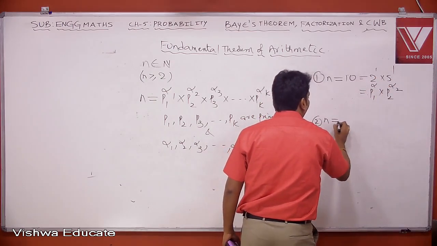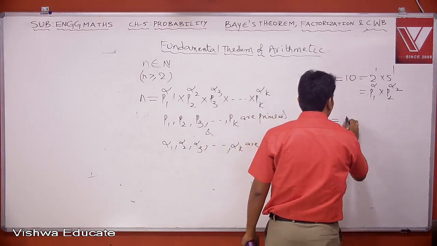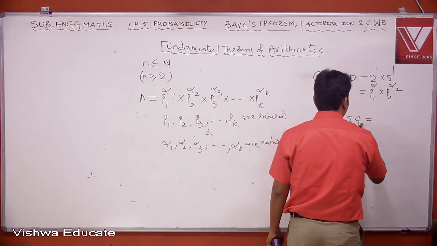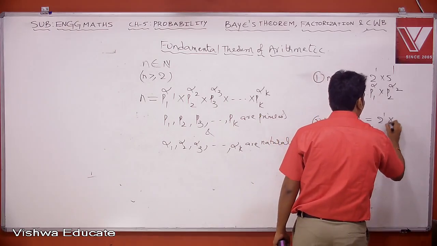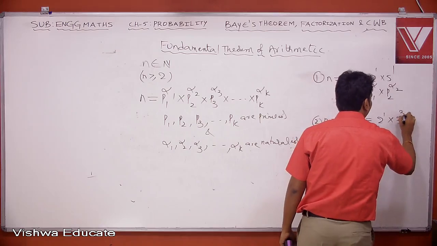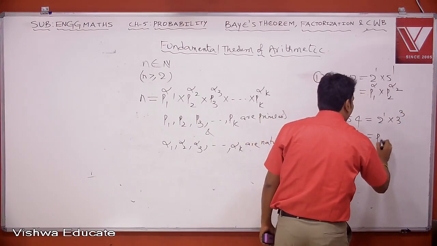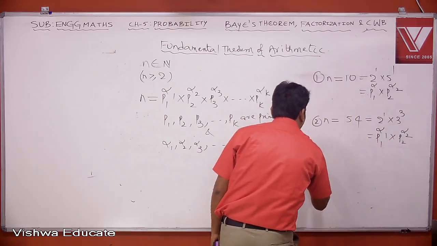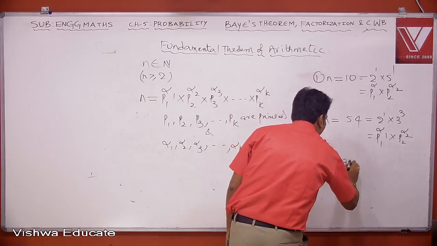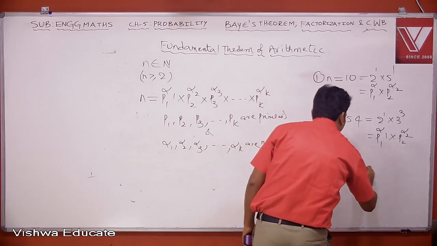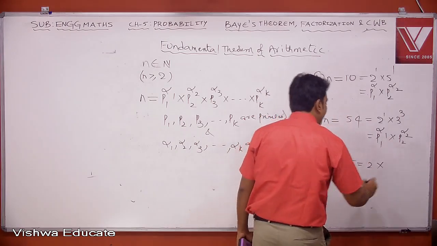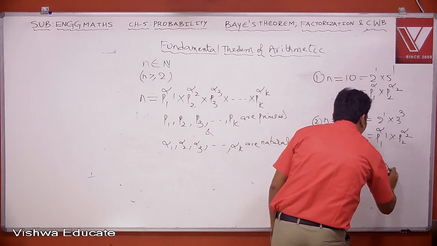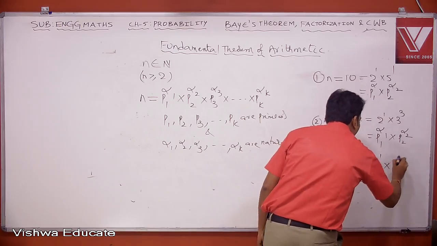Example 2, suppose n value is, for example, 54. Now 54 can be written as 2 power 1 into 3 cube. Now this is again in the form p1 power alpha 1 into p2 power alpha 2. If I take n value like this, for example 35, now this 35 can be written as just 5 into 7 only. So this is 5 power 1 into 7 power 1.